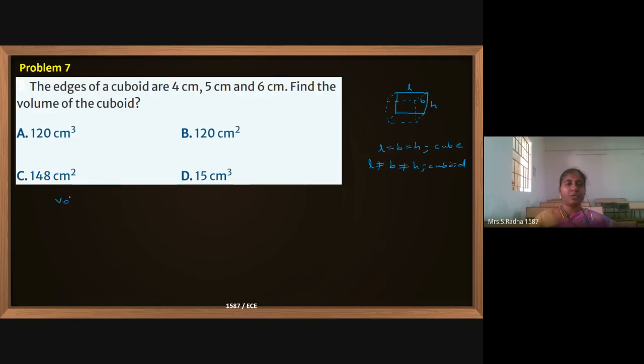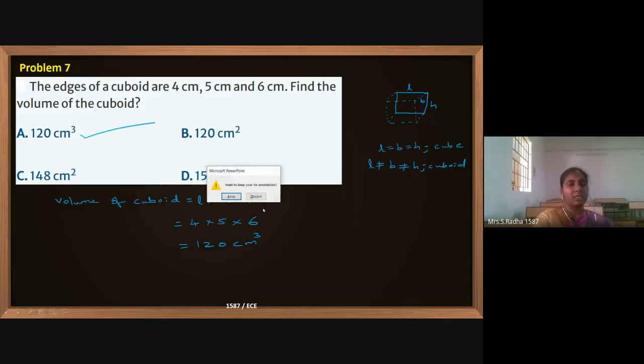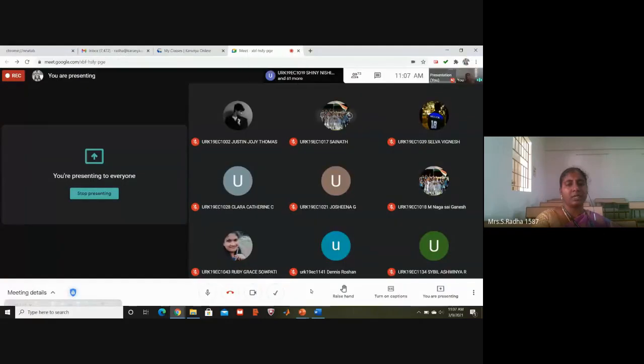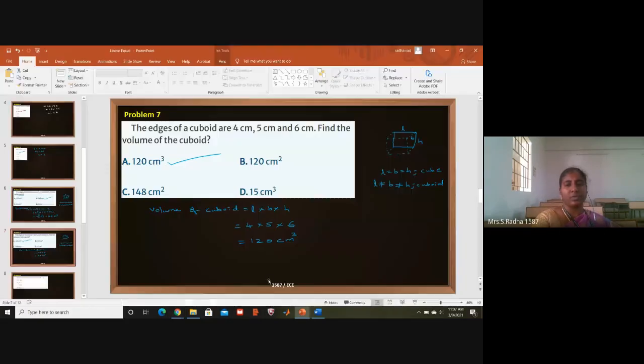So volume of cuboid is L into B into H, which is nothing but 4 into 5 into 6. We are having 120. All these are 4 centimeter, 5 centimeter, 6 centimeter, so it will be centimeter cube. This is the answer. If it is a cube, then all the three sides are equal, so it is L into L into L. L cube will be the answer.